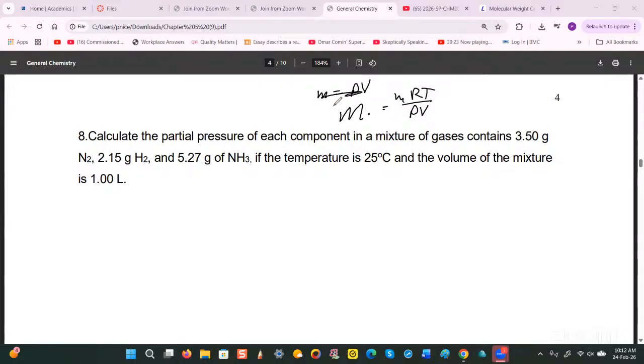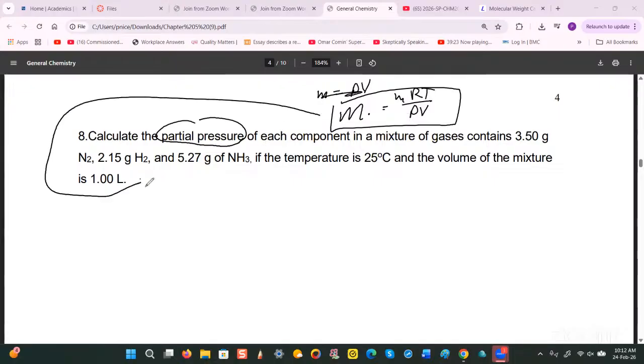This equation, molar mass is equal to MRT over PV. Now, what we have to do in this case, because the question is asking for the partial pressure of each component, is rearrange this equation to get P on one side equal to everything else. When you rearrange this equation, you're going to get P is equal to mRT over uppercase MV.